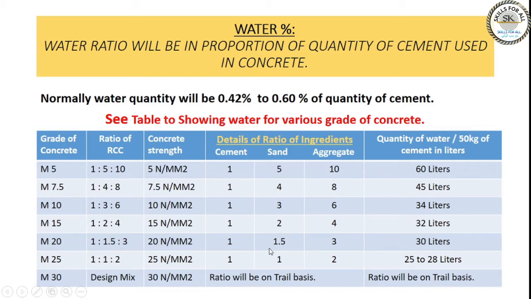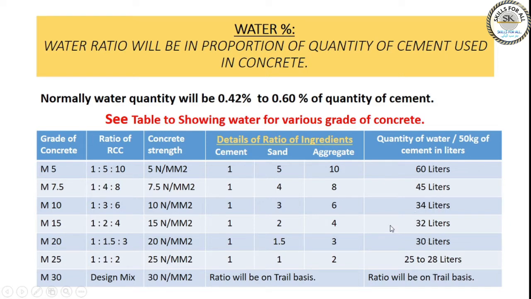But after this, M30 is design mix. So in the laboratory they will use the ratio for cement, ratio for sand and ratio for aggregate also, and they will put the water on a trial basis until we get the 30 Newton per millimeter square strength, the density and strength of the concrete. So in this way we can use this value for the water.